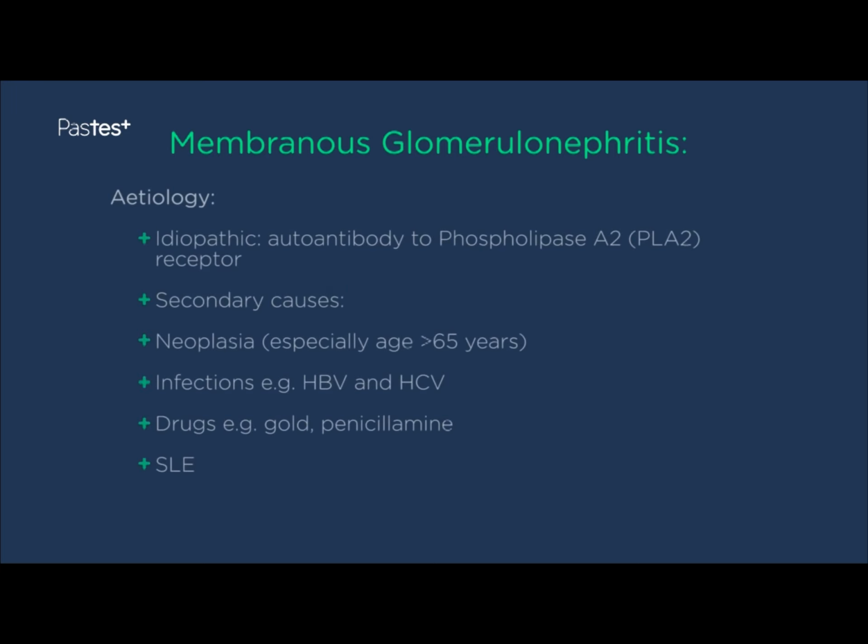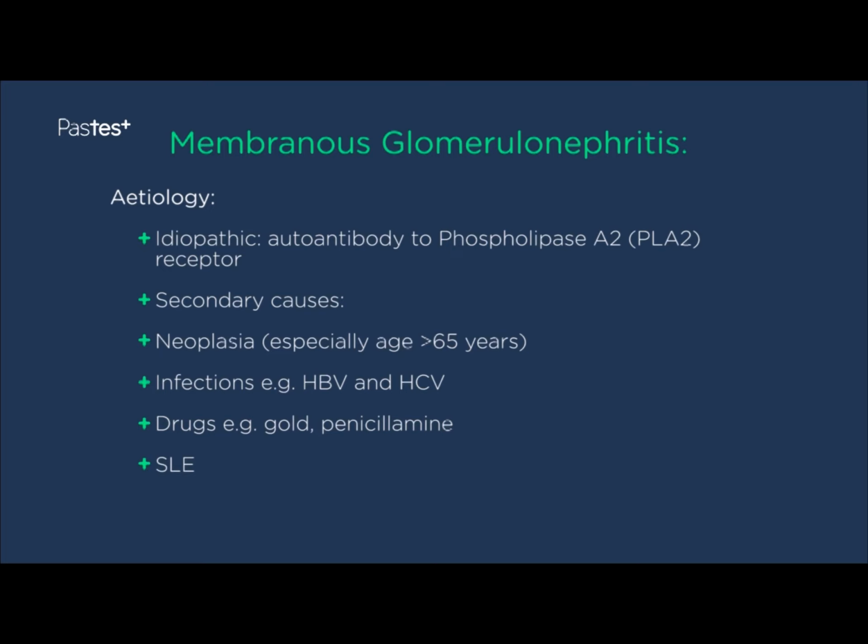In terms of the etiology of membranous glomerulonephritis, the majority of cases are idiopathic, and within the last 12 months there has been a major discovery, and that is that many of these idiopathic cases are associated with an autoantibody which is directed at phospholipase A2 receptor.